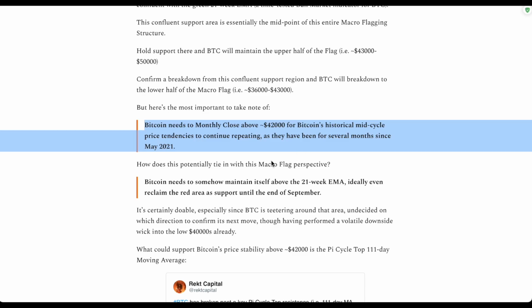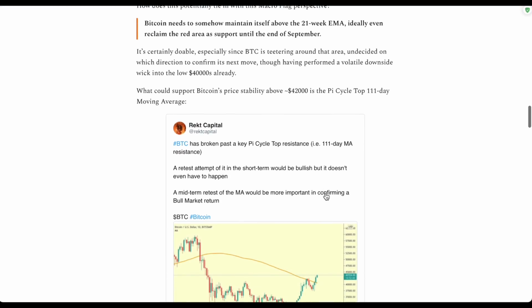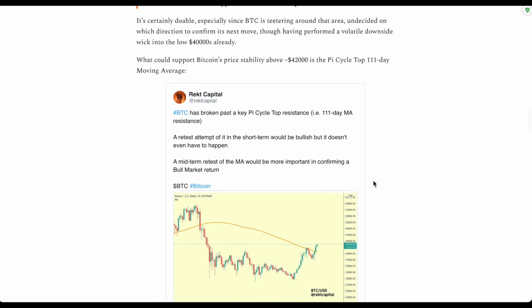So how does this macro flag tie in with that? It needs to hold above the 21-week EMA and that major demand zone until the end of September, and that could be a big ask. But what's going to be supporting Bitcoin's price action going into the end of the month is the Pi cycle top 111-day moving average, which is this orange moving average.